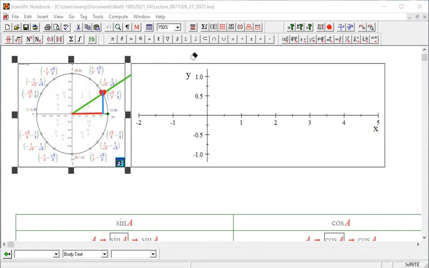Let me use a red arrow for the red number, right? And a blue arrow for the blue number. Do you guys see that color correspondence? And that is true for all the points on the unit circle. Okay, you guys follow me? That is true for all the points on the unit circle.